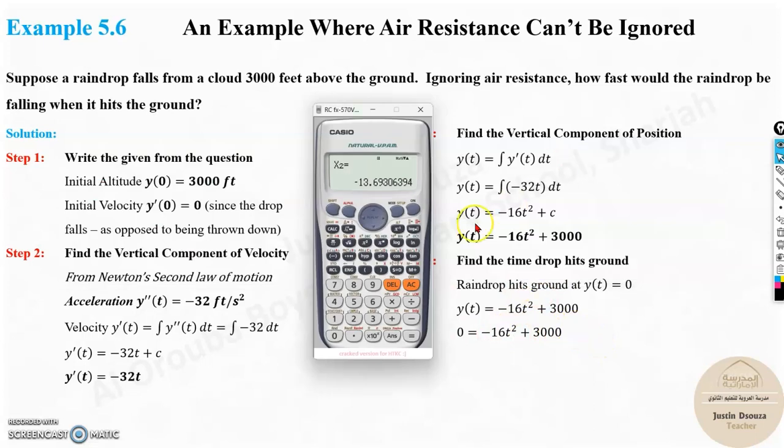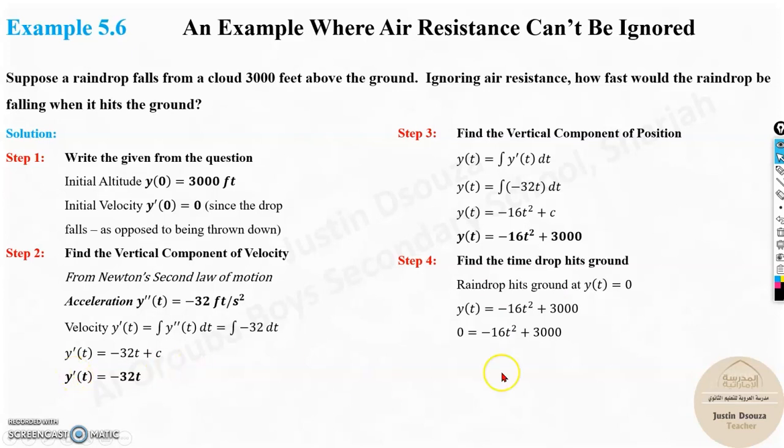How do we do it? Take out the calculator, mode 5 and 3. It'll be minus 16, 0 because there is no middle term, and 3000. The answer is positive 13.7 and negative 13.7. You can do this like this, or you can just solve it by taking this to the other side and taking the square root. It's up to you. The answer will be the same. Now you can see there are two answers. Time cannot be negative, so just take the 13.7.